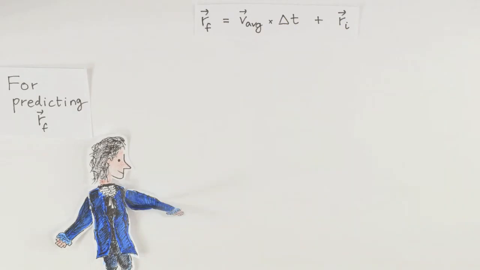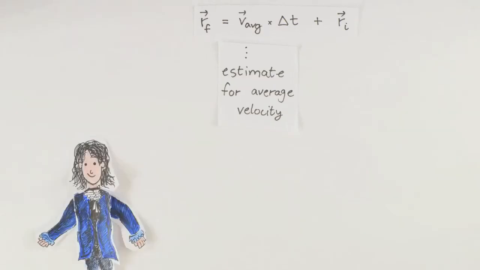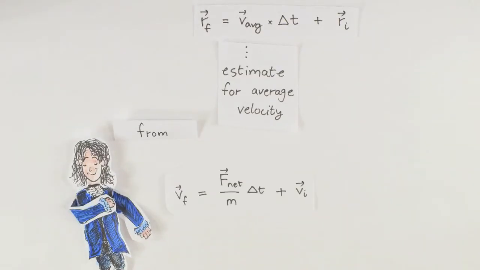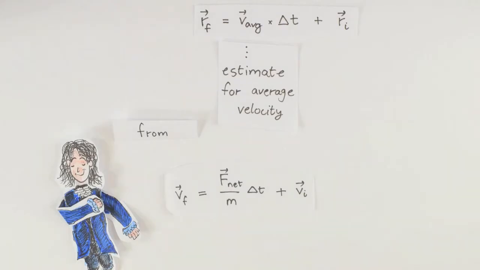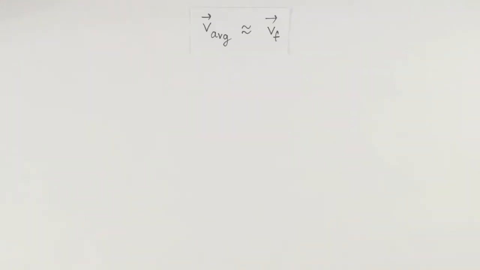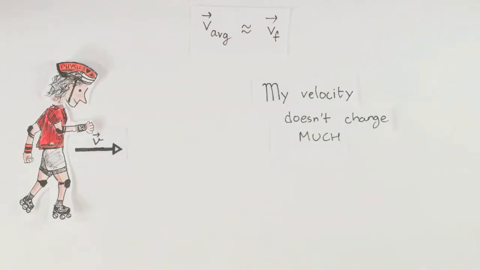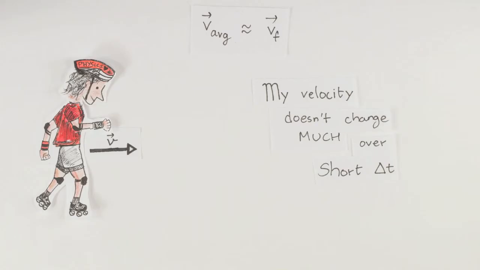Speaking of the velocity, that's the last thing we need to predict the new position, an estimate for the average velocity. We can estimate that from the velocities in Newton's second law. One possible choice is to make an approximation that v average is equal to v sub f. Other choices are possible, and we'll discuss these in context later. But the bottom line is, as long as we choose delta t small enough, our approximation here for v average will work pretty well in many cases.